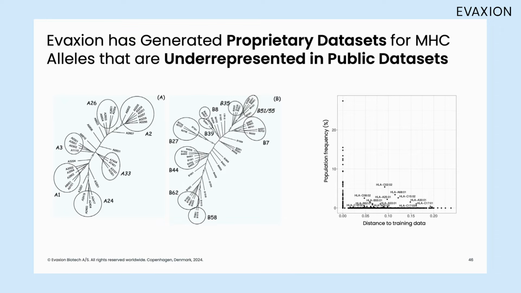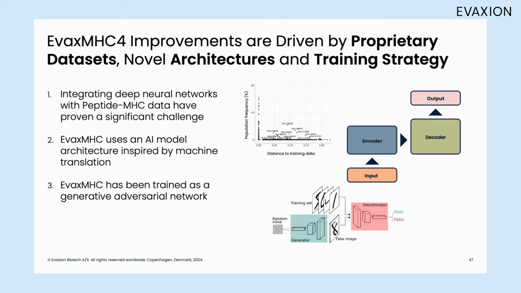We also look at another component, which is how often it is represented in the population. That means it is more likely that somebody will have this allele. So we find where our biggest blind spots are, and we try to do this continuously. And then finally, for this iteration, we have also upgraded the architecture, the modeling approach, quite a lot. We have used a brand new deep learning architecture, and we have also made a new training approach called the generative adversarial network that I'll get back to.